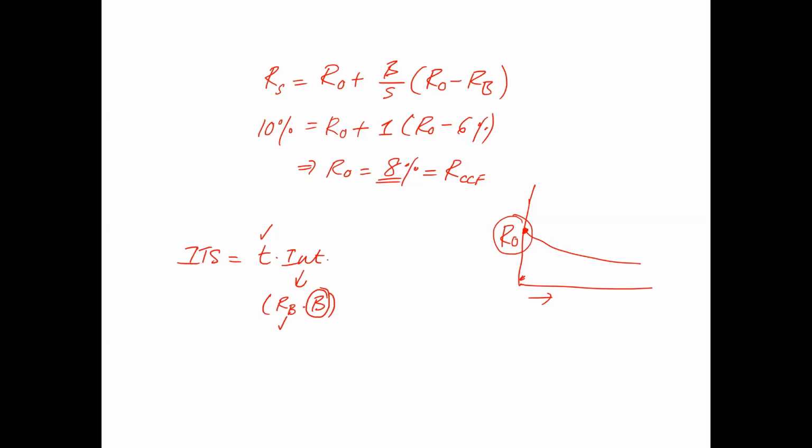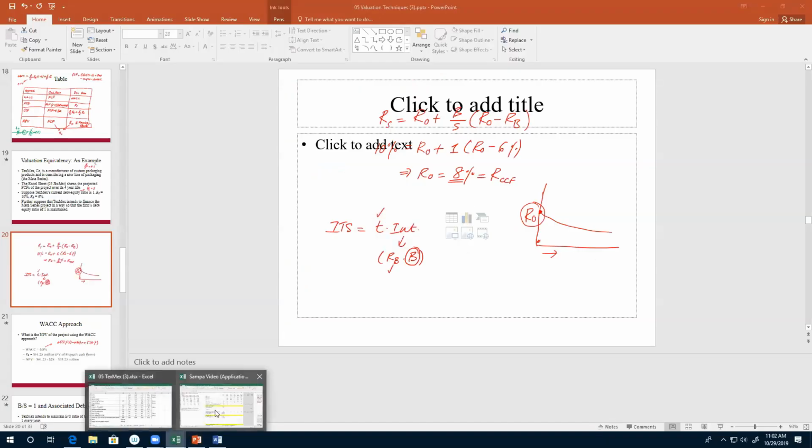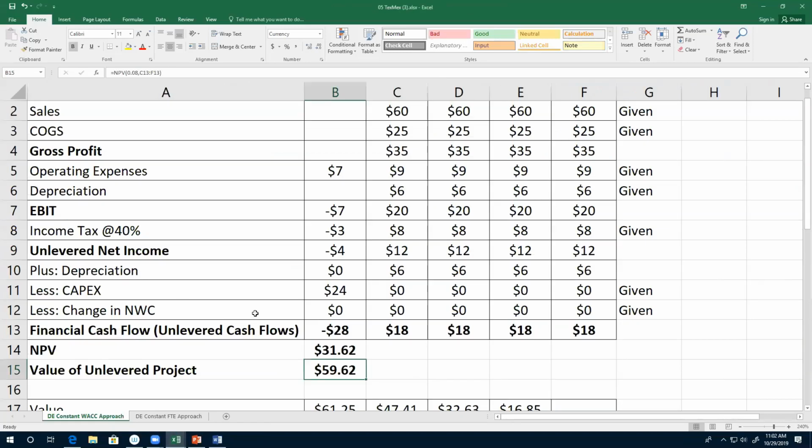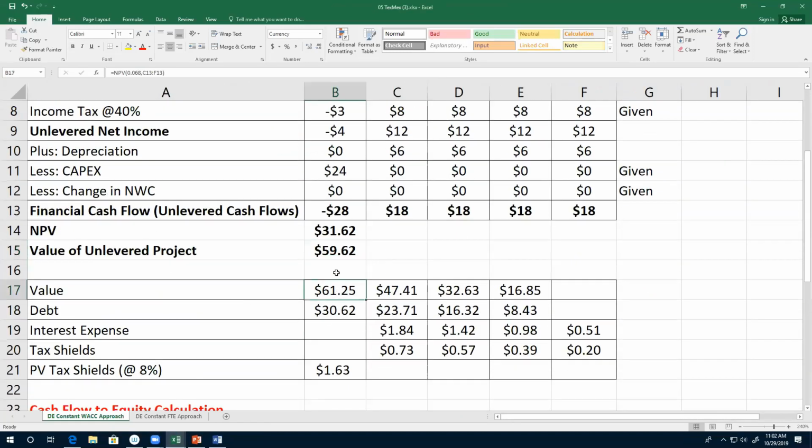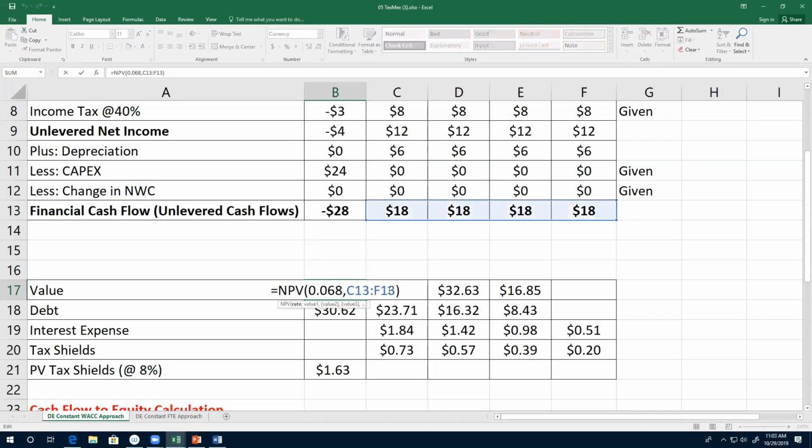So let me show you what I mean by that. If you actually go to the Excel sheet, sorry, wrong one, right? So notice what I'm doing over here. Ignore this for the time being, okay? What I'm saying is this. If you look at the value of this project, when you calculated the value using WACC, the worth of this project is 61.25. This is the value of the cash inflows.